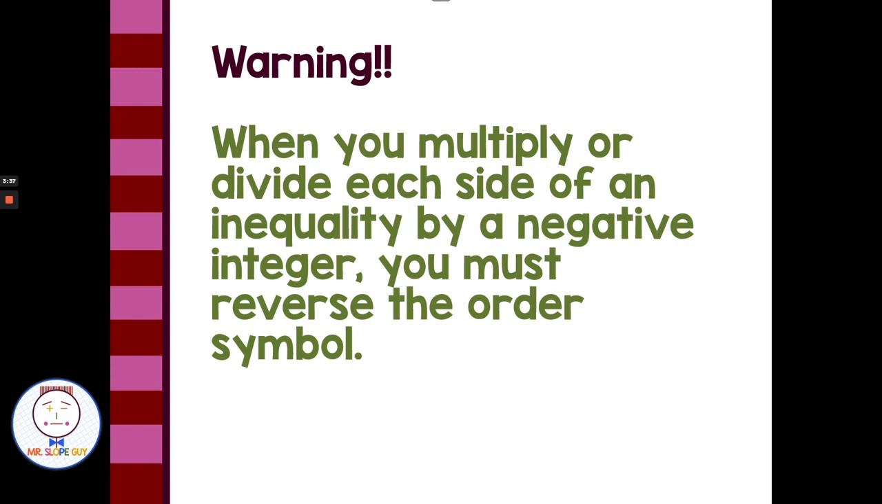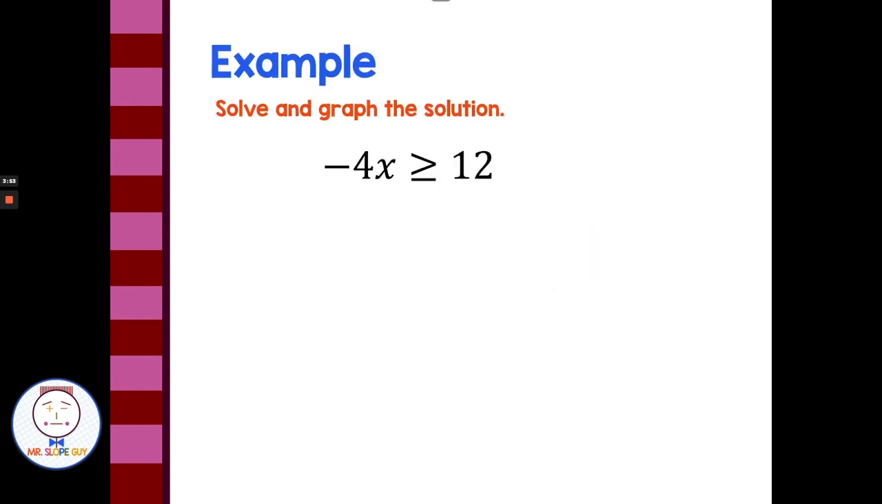So if in the process of solving our equation, we multiply or divide both sides by a negative number, we have to reverse the inequality symbol. Otherwise, we end up graphing answers that don't work in the original problem. So it has to be done. So for example, if I have negative 4x is greater than or equal to 12, I solve by dividing both sides by negative 4.